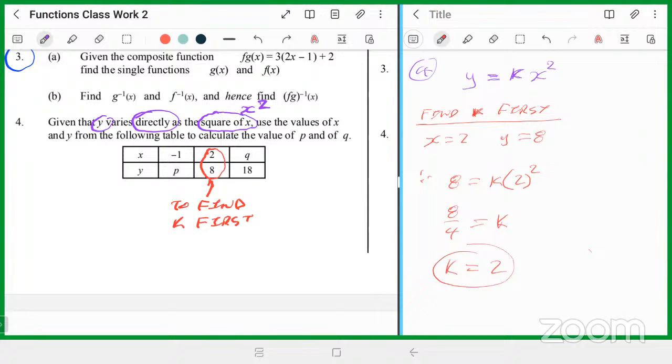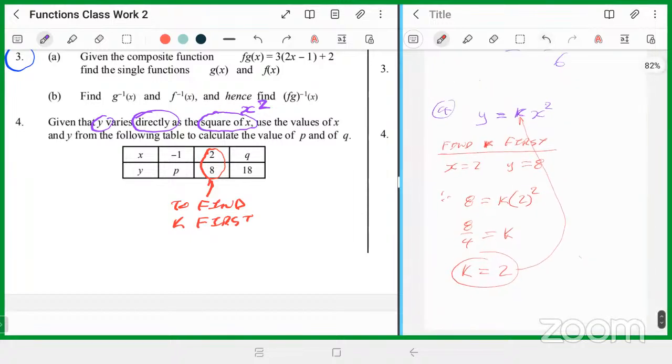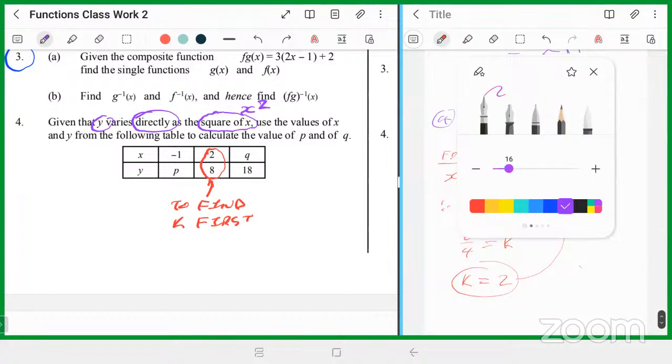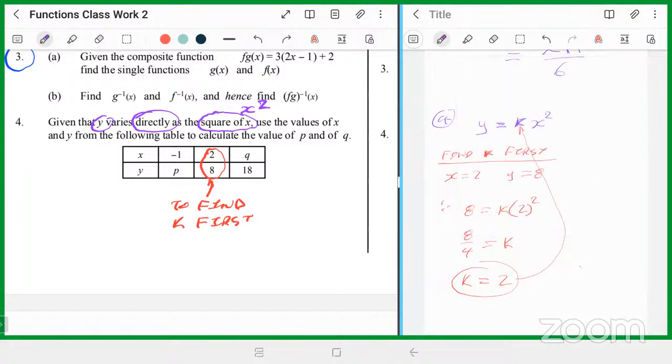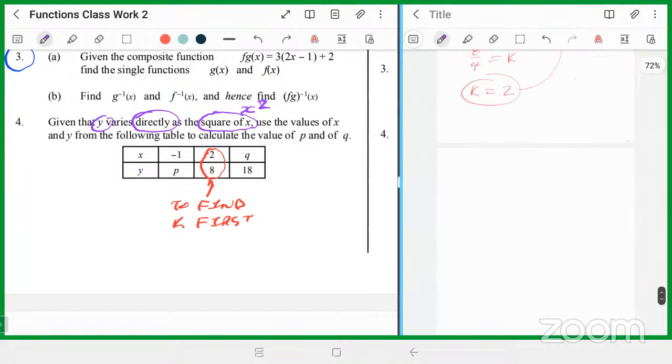What do you do with it? You take it and you put it back in the relationship formula right away, because a constant is not going to change. So that formula up there, after I put it in there, really now becomes y equals 2x squared.